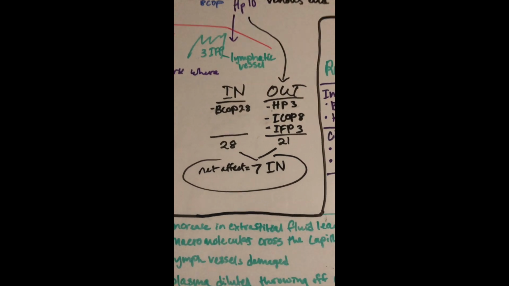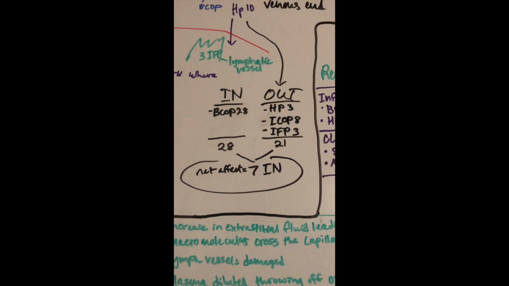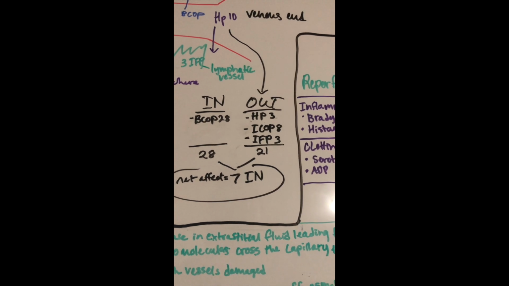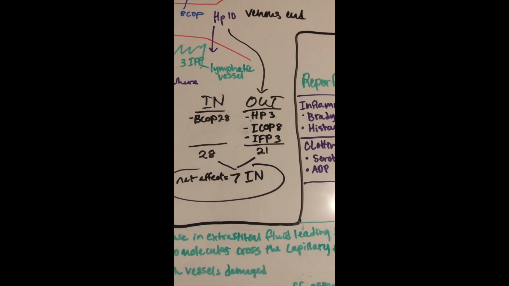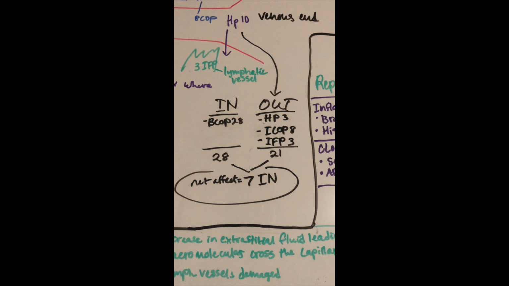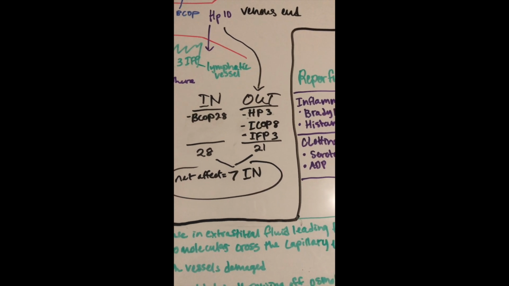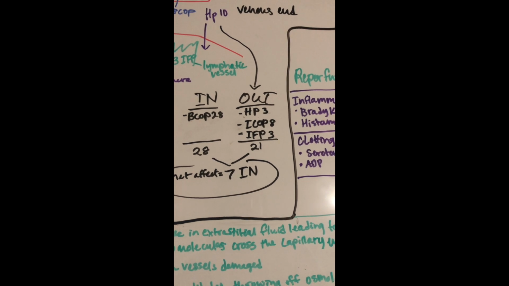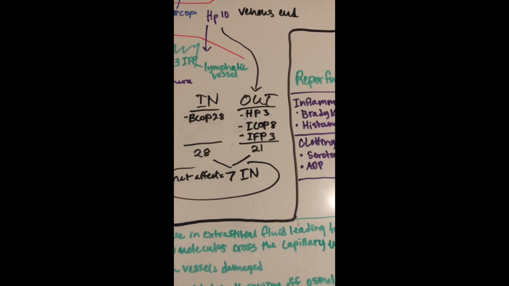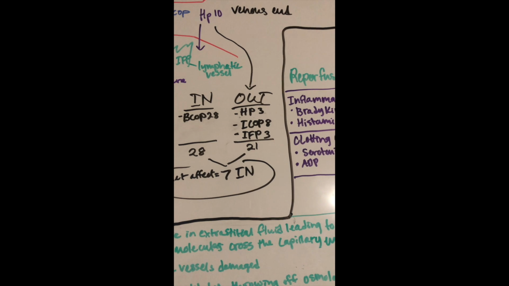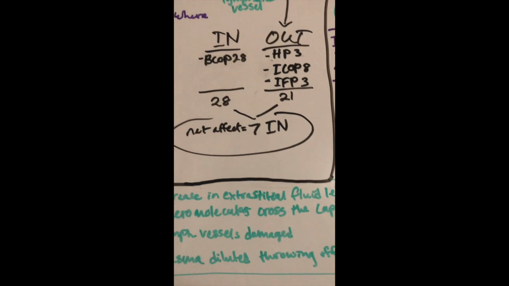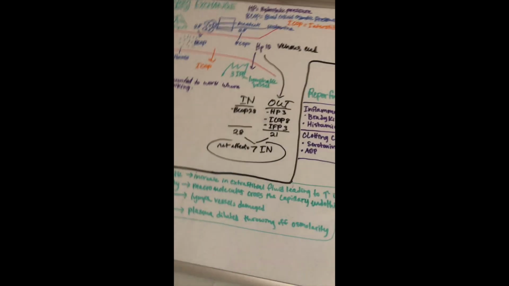That's our net effect. Then on our venous end, we have our in and out, and once again the BCOP is 28, it stays. But this time our HP, or hydrostatic pressure, is 10, our ICOP is 8, and then we've got our IFP, which is 3, leaving us 21. So now our net effect is 7 going into our blood vessel.